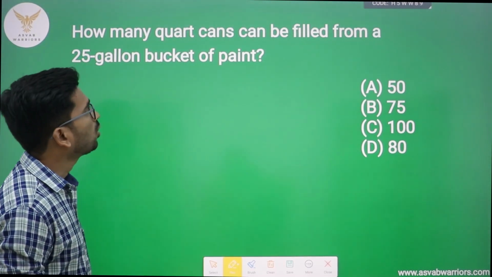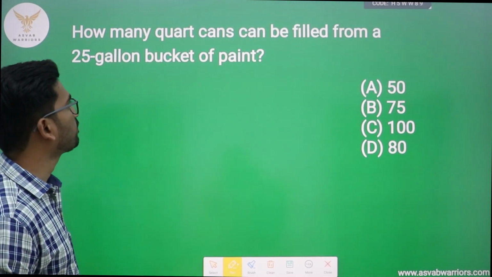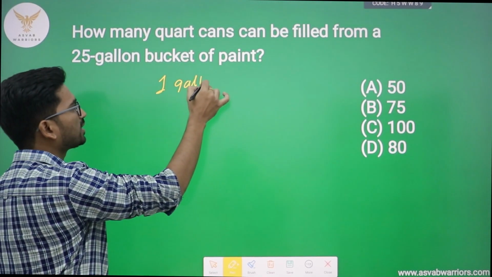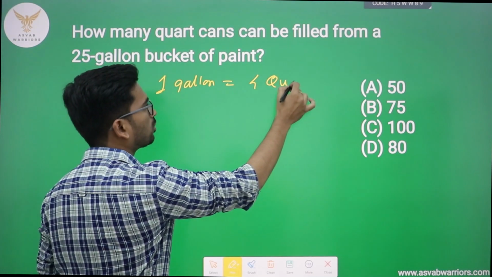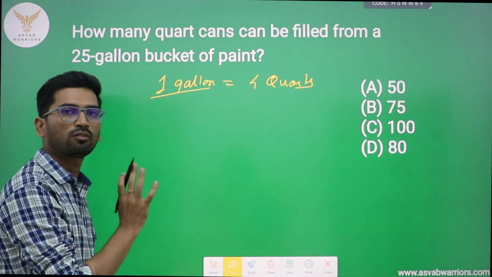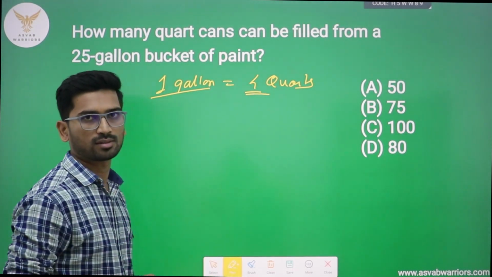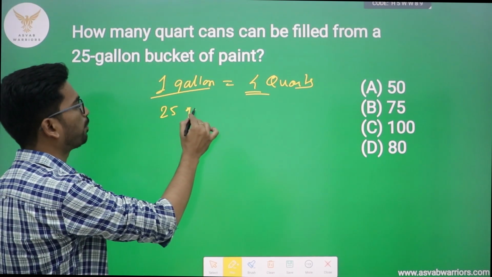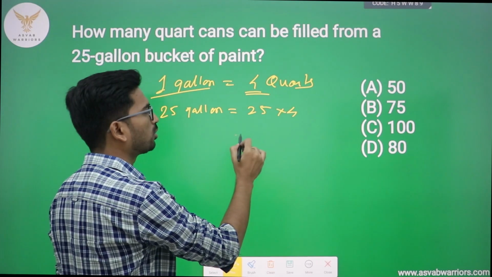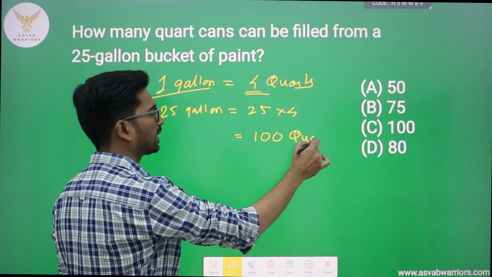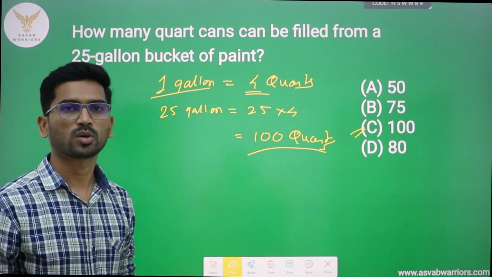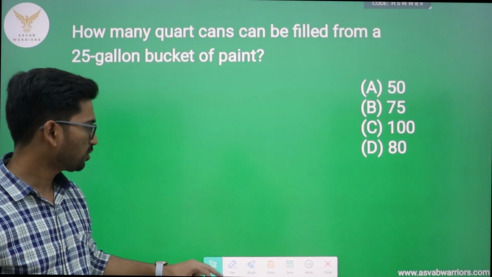The question says, how many quart cans can be filled from a 25-gallon bucket of paint? This is very easy question. As we know, 1 gallon is equivalent to 4 quarts, right? Then we can say that with 1 gallon of paint we can fill 4 quart cans, and we have total 25 gallon of paint. With 25 gallons of paint we can fill 25 times 4, which is 100 quart cans, right? So option C will be correct answer for this particular question. Let's move on to next question quickly.